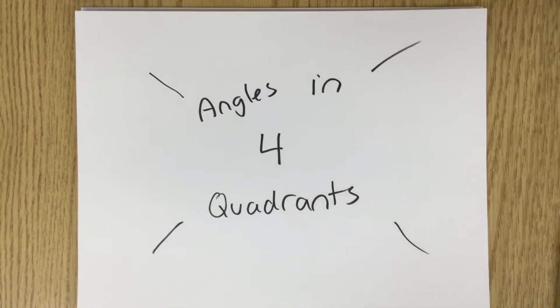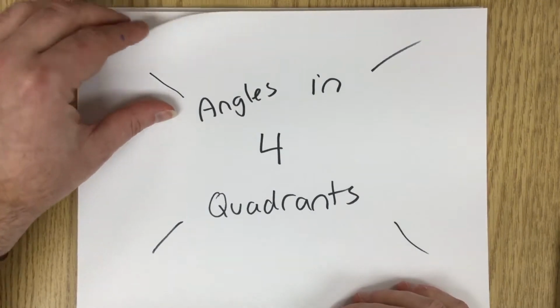We're going to be learning how to draw an angle on a Cartesian plane, or drawing angles in 4 quadrants. And that's going to allow us to draw angles that are larger than the angles that we're normally used to, like 30 degrees or 60 degrees, or something like that.